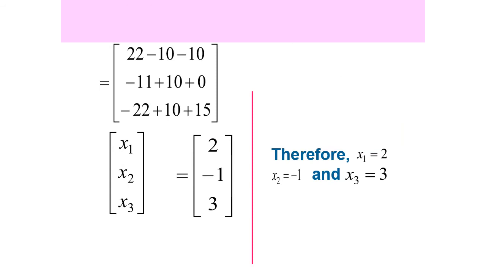So for the first element, we will get 22 minus 10 minus 10, which is equal to 2. And then negative 11 plus 10 plus 0 will be negative 1. Negative 22 plus 10 plus 15 is equal to 3. So we have the matrix X equal to 2, negative 1, 3. So to find the value of x1, x2 and x3, we write down the conclusion as: therefore x1 equal to 2, x2 equal to negative 1 and x3 equal to 3.